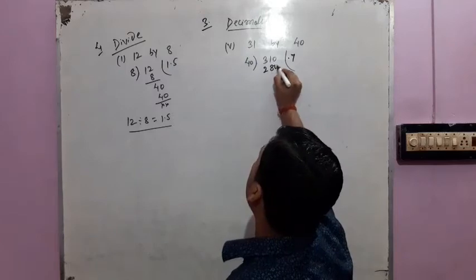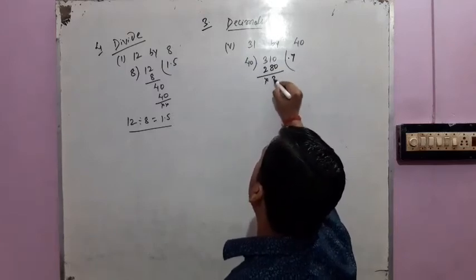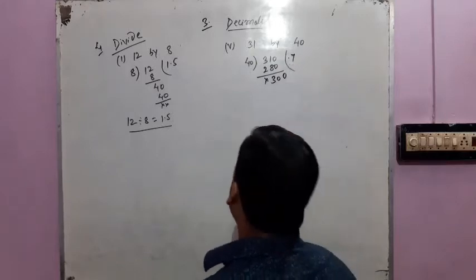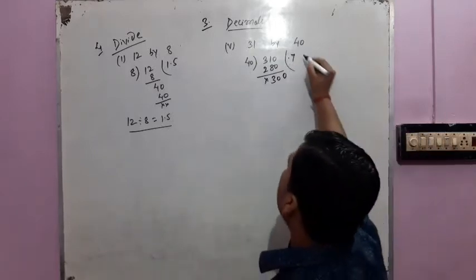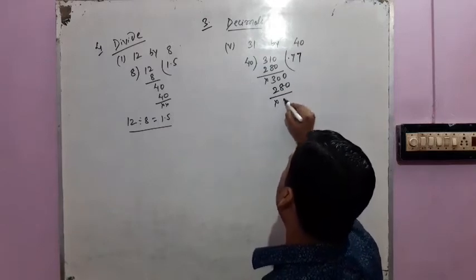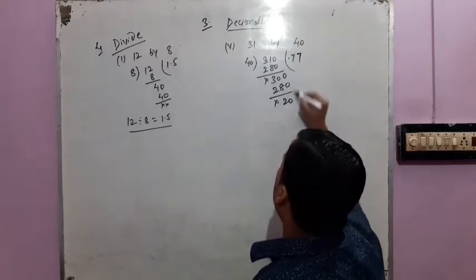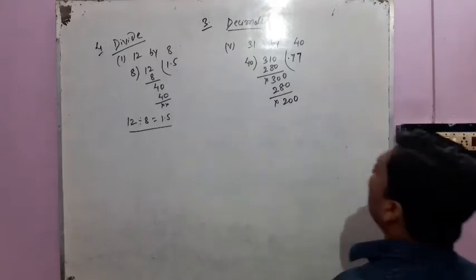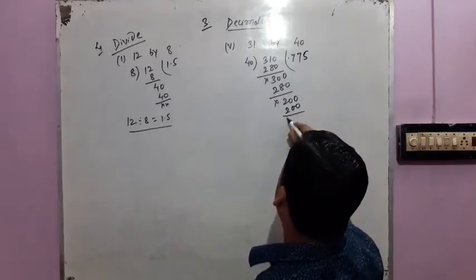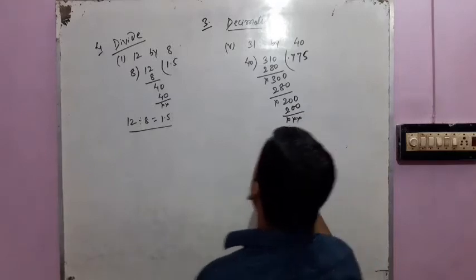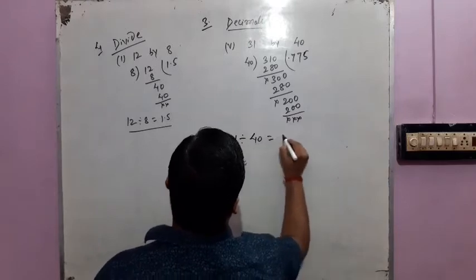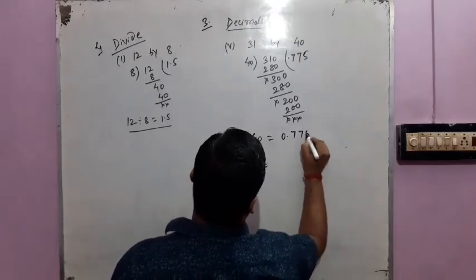40 7s are 280. Now what remains here? 30. Again with the help of this decimal we can put a 0 here. Now again 40 7s are 280. Now what remains here? 20. With the help of this decimal again we take a 0 here. Now 40 5s are 200. So when 31 is divided by 40, the result will be 0.775.